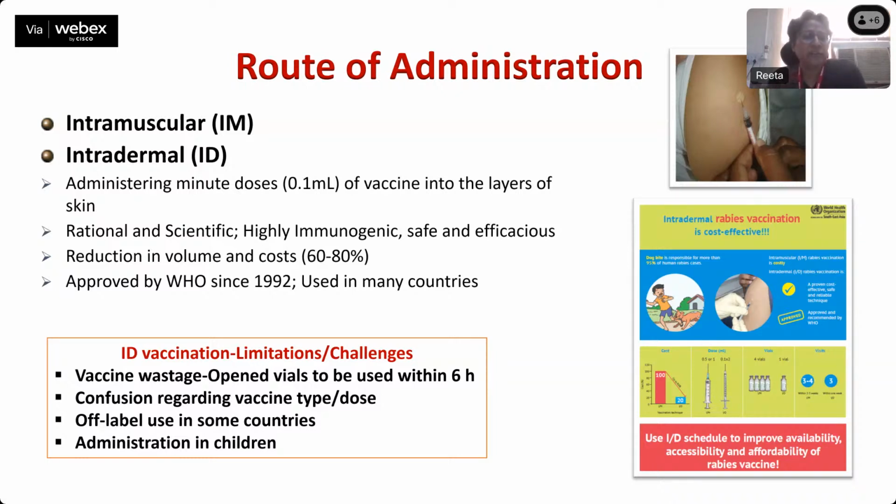Coming to the route of administration of the vaccine, it can be given either intramuscular or intradermal. Remember that the intradermal route of vaccination is equally safe and efficacious. And in fact, the WHO now encourages the use of intradermal vaccination because it is dose saving as well as cost saving. But there are certain limitations, which is why still it is not as popular as the intramuscular dose. One major limitation is that once the vial is opened, it has to be used within 6 to 8 hours. So unless there are sufficient footfalls in a bite clinic, there is wastage of the vaccine, which is why in India, most of the public facilities use intradermal route of vaccination, but private setups continue to use intramuscular vaccination. Next slide.